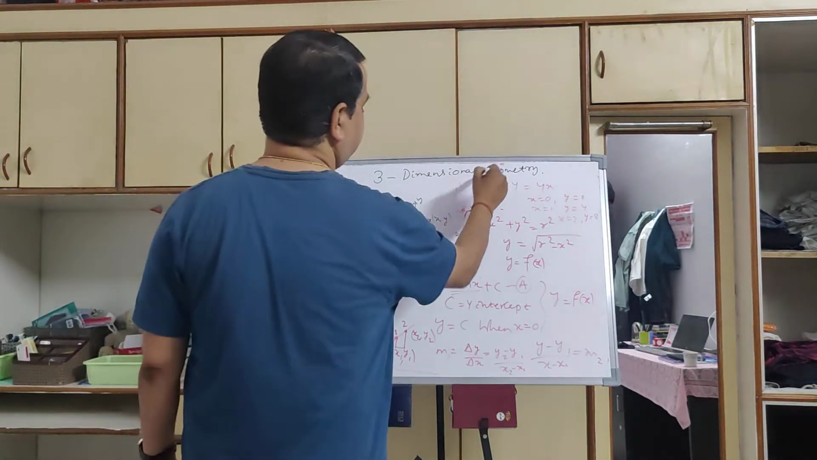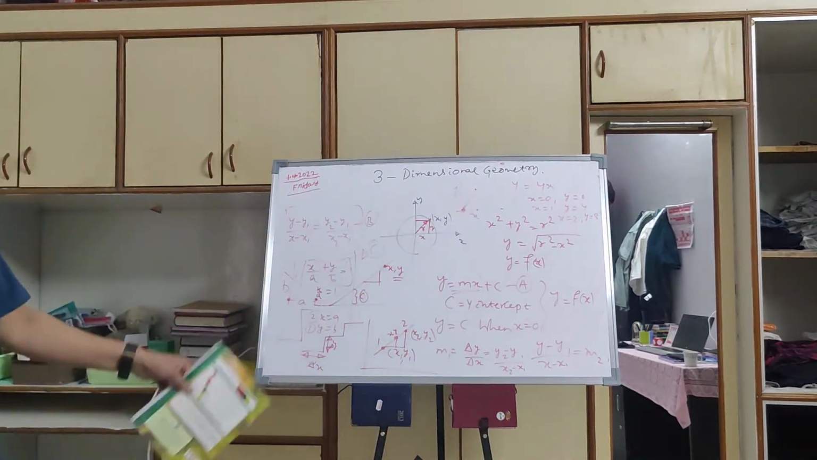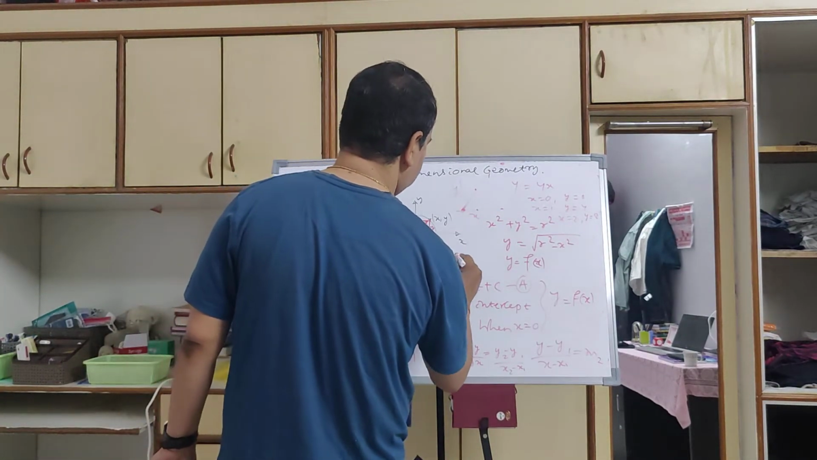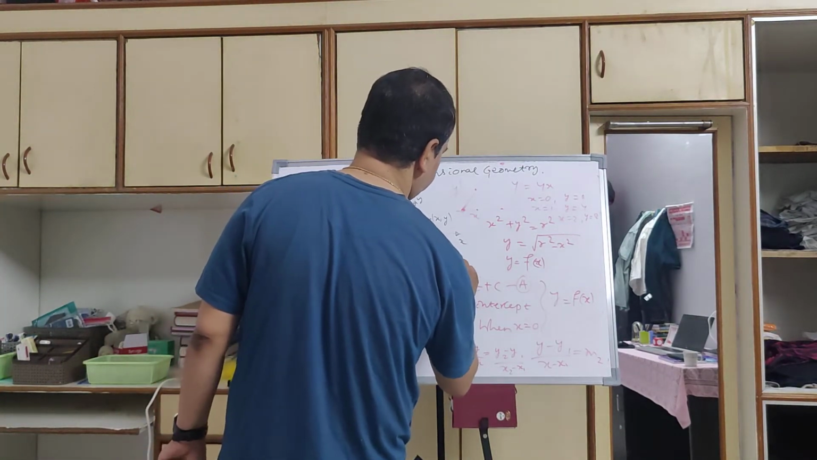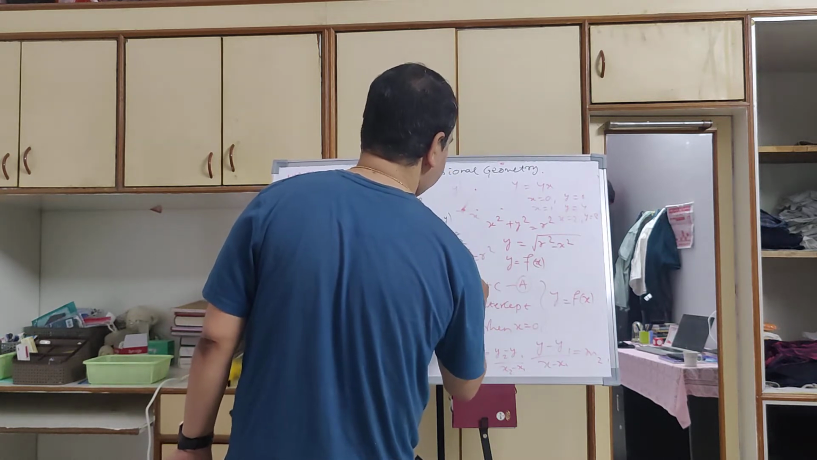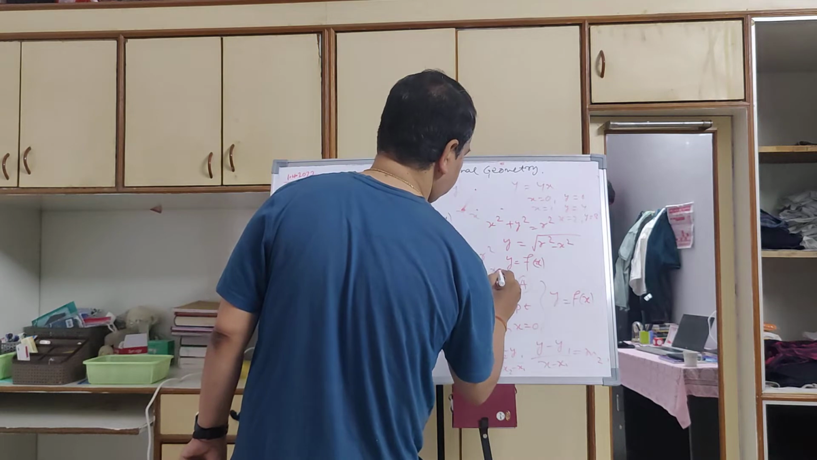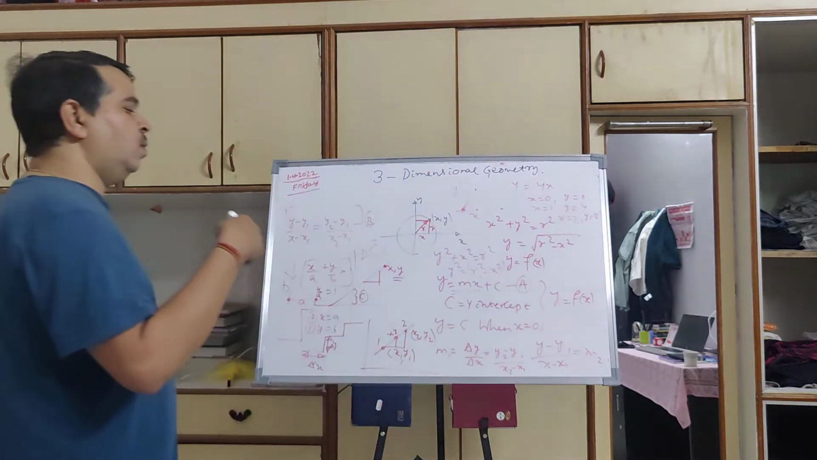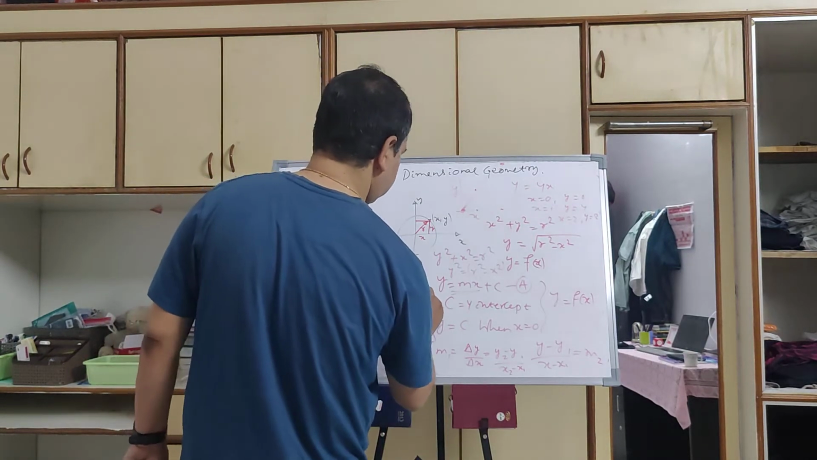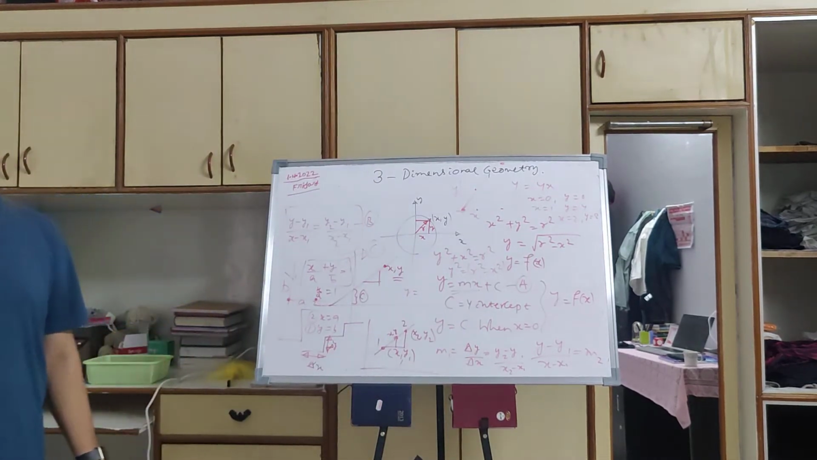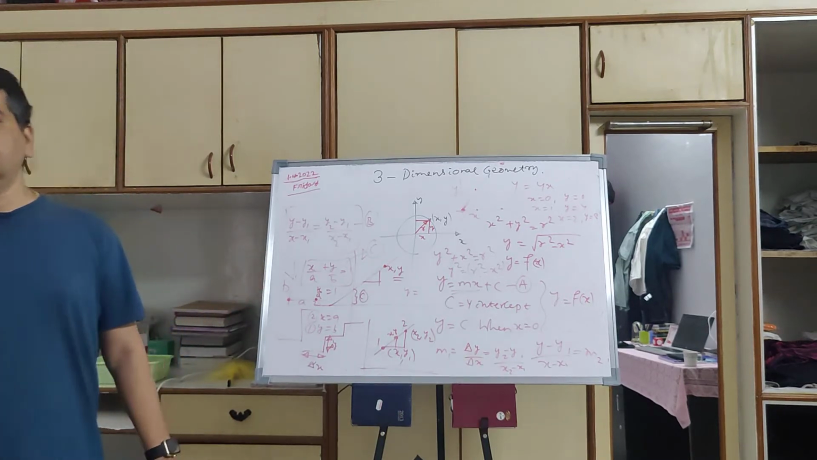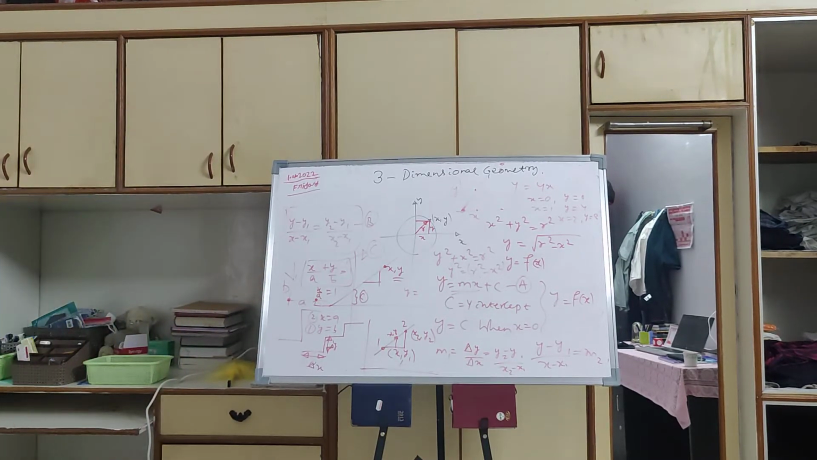So that is a straight line. But is this circle a straight line? No. It is not a straight line. So y square plus x square is equal to r square. It is a curve. Okay. So y square is equal to r square minus x square. That means here y is not a linear function. It's a quadratic equation. So this is the equation of a circle.